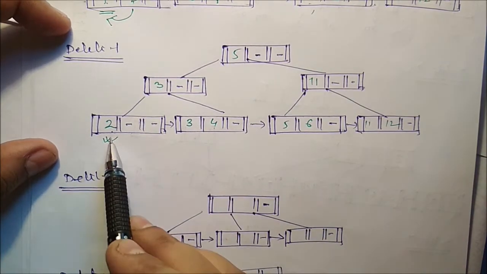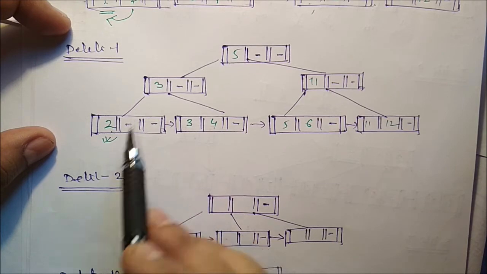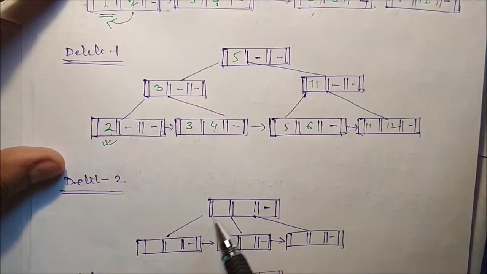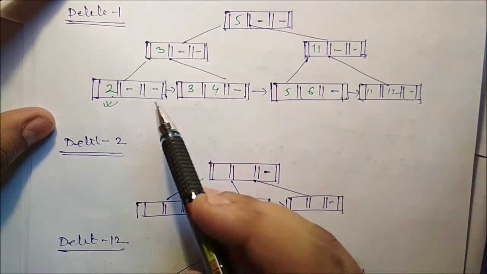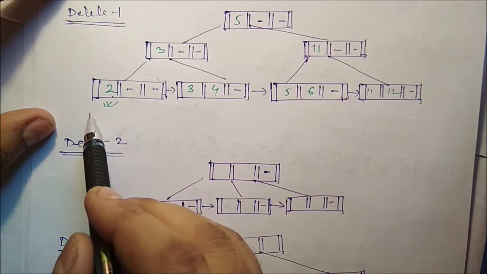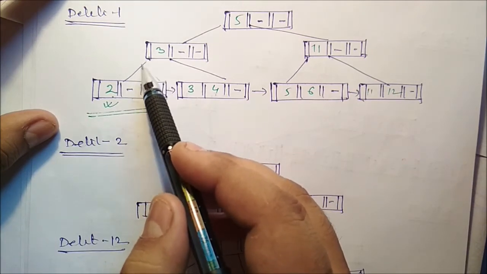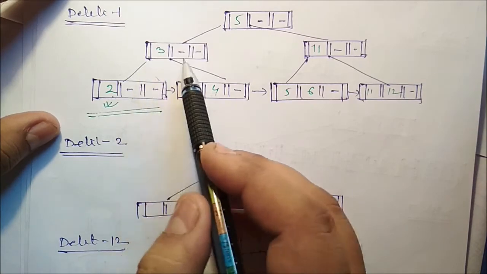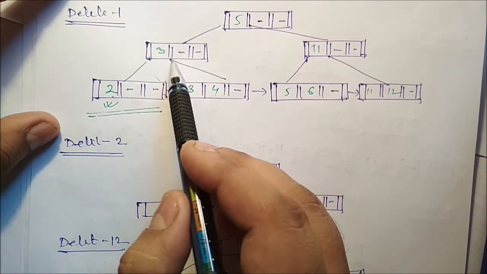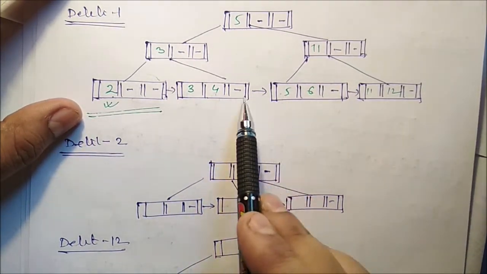Now if you delete 2, that means we have to remove this particular node. Now if you remove this particular node, the link here should be null, and in any node it is not possible to have fewer than the minimum number of pointers, which is 2 here. So what you have to do? You have to merge this node with this node. These two nodes you have to merge.